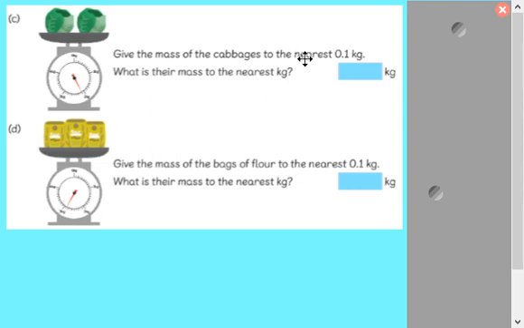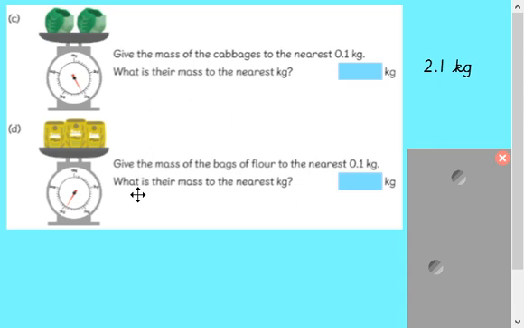Okay, so first of all here we need to weigh. Same as we did before, 1, 2 kilograms, 0.1. So 2.1 kilograms. And if we were to put that to the nearest kilogram, we can see that if we look at the 1, it's 4 or less, so we would round it down. So 2 kilograms would be the mass to the nearest kilogram.